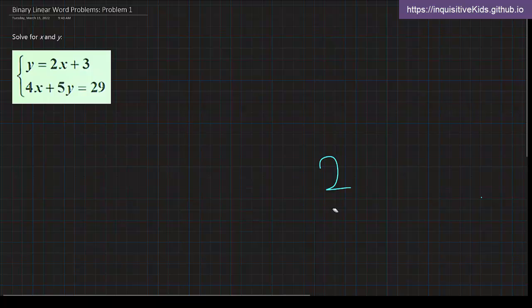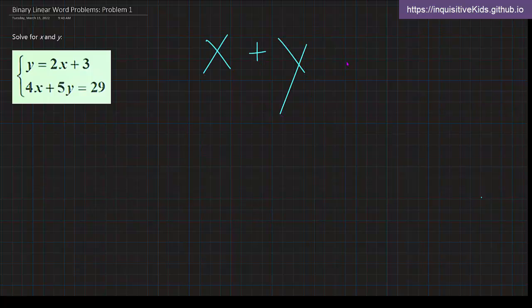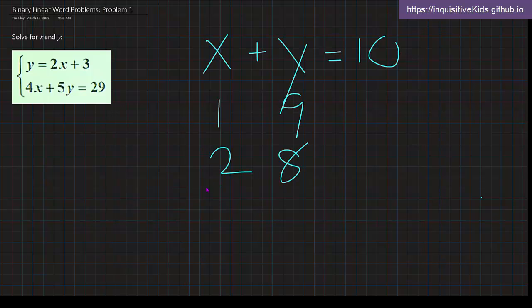Now we'll be starting to move on to binary linear word problems. And that's when there are two variables. So that's what this one looks like, and there's x and y. For example, x plus y equals 10, right? How many pairs, x and y being whole and positive numbers, can you list out? Well, there could be 1, 9, 2, 8, and many more pairs, right?